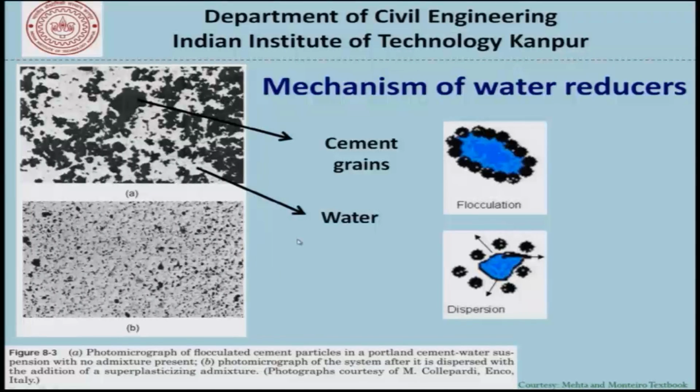The moment you add water reducers, you get a photomicrograph of this sort where you can see that the water and cement grains are completely dispersed well. And what you see is that because the cement particles have negative charges on their surfaces because of the addition of water reducers, they get dispersed and finally you get a much more uniform mixture.